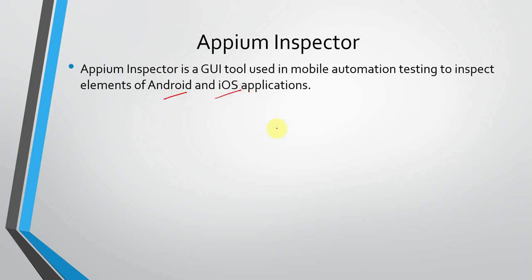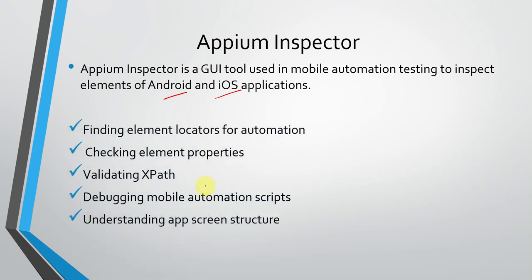Clear? So for any application, how exactly can we interact? Once you know the address of that element, then only can we interact with that application's elements. And that is where Appium Inspector comes into the picture. It will help you for multiple purposes. First of all, finding elements and locators for automation, checking element properties, and even validating different locator strategies, most commonly XPath. It also helps with debugging mobile automation scripts and understanding the app screen structure as well.